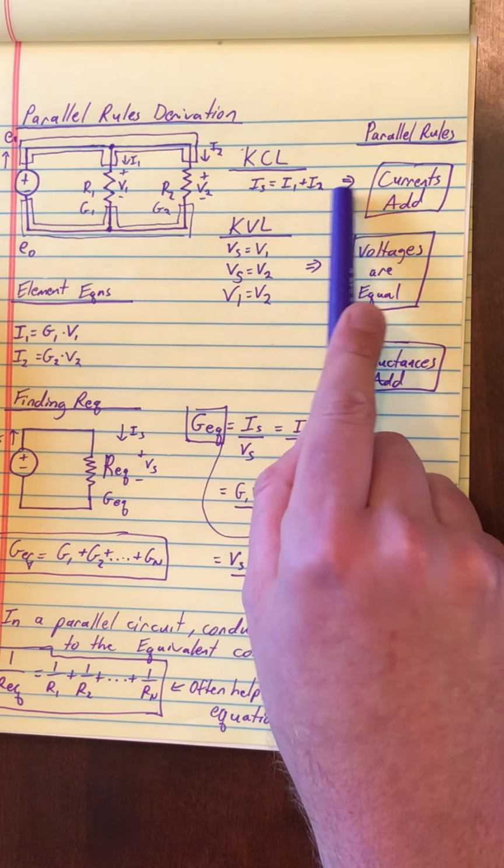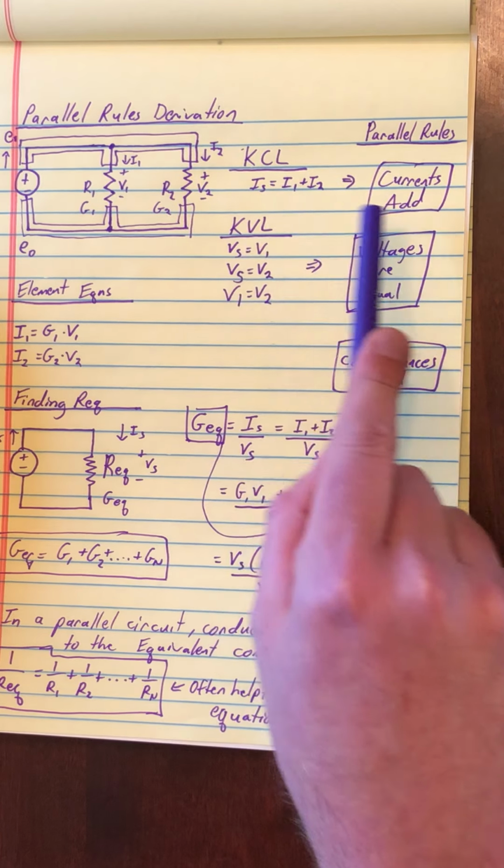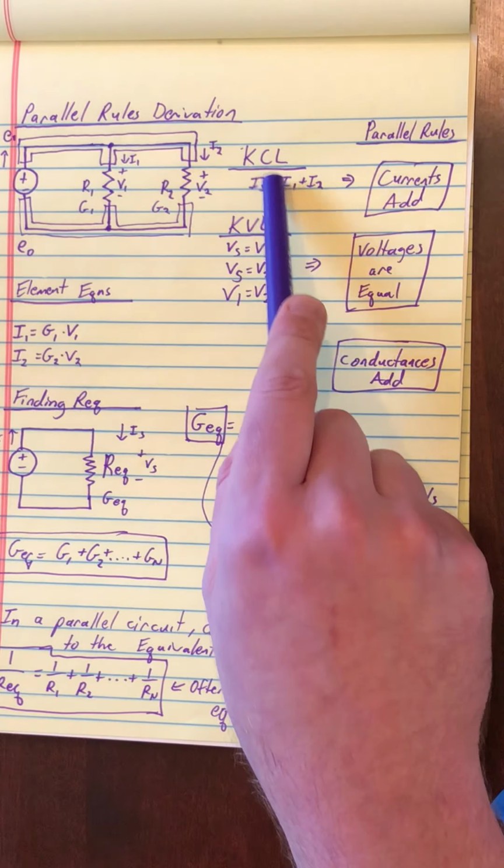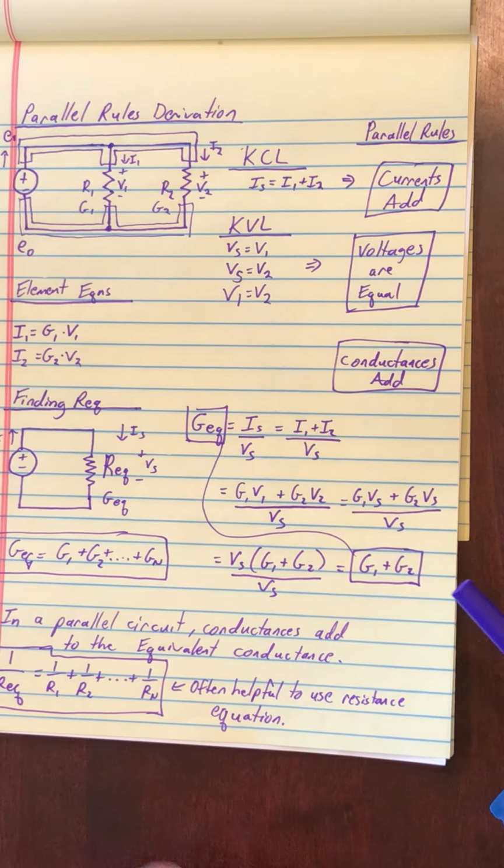And if I were to add more, we can see we'd add more paths down here. So the currents add. So that's the parallel rule. KCL simplifies to the currents add together.